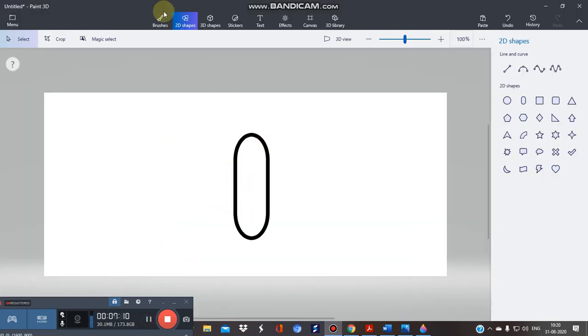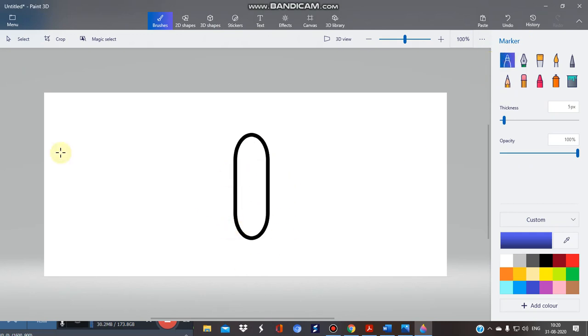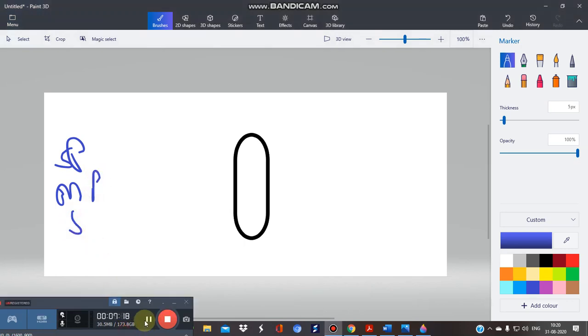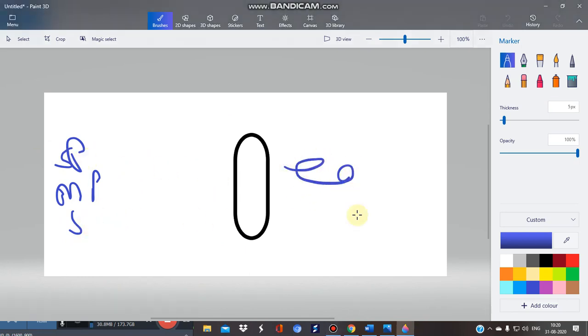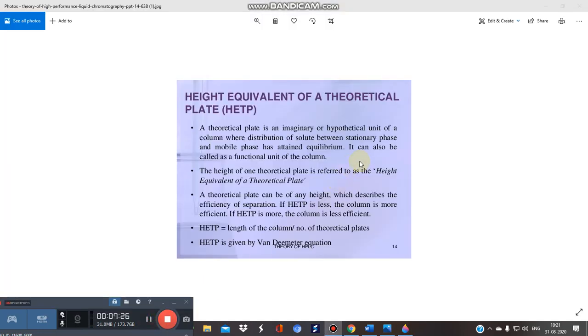Just suppose this is your column, and we have a stationary phase, a mobile phase, and a solute. The distribution of the solute between the stationary phase and the mobile phase has attained an equilibrium condition, and it is also known as the functional unit of a column. And the height of one theoretical plate is referred to as HETP. So HETP is nothing but the height of one theoretical plate, and this is important.